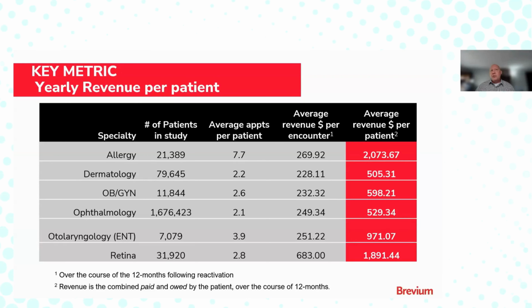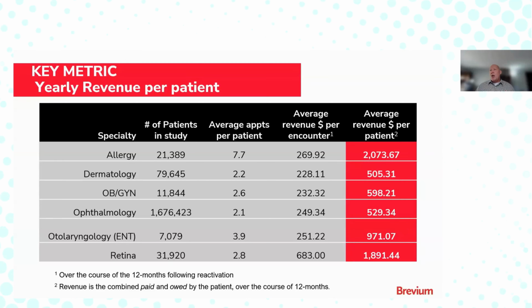So what I have here on this slide is just some key metrics around yearly revenue per patient. At Brevium, we work with a number of different specialties: allergy, dermatology. You can see them here: OBGYN, ophthalmology, otolaryngology, retina. A couple that aren't on here: urology, GI, cardiology. And we've got such a large patient database that we can go in and determine a number of different key metrics. In this case, for allergy, for example, if we reconnect with a patient that's overdue for care, that patient typically comes back to the practice 7.7 times per year for the average revenue rate per encounter of about $270.